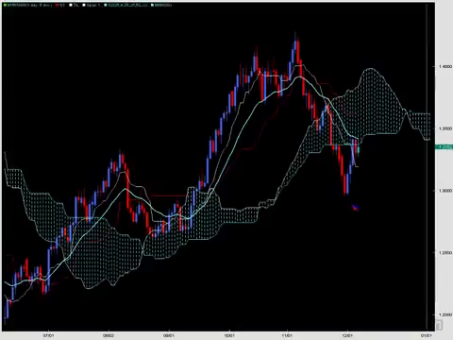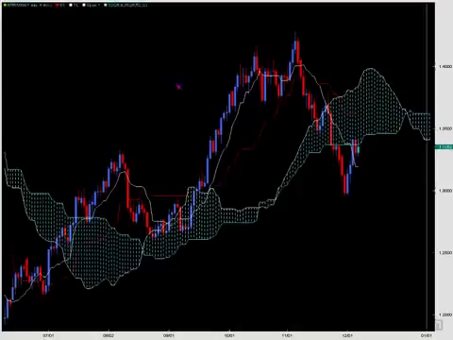I need to explain to those of you that are new the construction of the Ichimoku cloud. So once you understand that, then you'll really understand all of what we're talking about to some degree, or at least you'll have the seeds to understand, or the soil to understand what we're talking about.